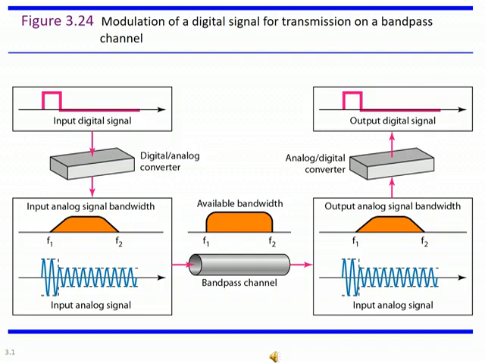Bandpass channel means you see the frequency F1 to F2. This is the bandwidth. The bigger the bandwidth, the more data you can send. Through the bandpass channel, the data reach the final destination, but only in analog format, the waveform. So the analog signal needs to be converted back to digital, so we utilize the analog to digital converter. Then finally we get the output digital signal. That kind of system is the modulation of the digital signal for transmission on the bandpass channel.